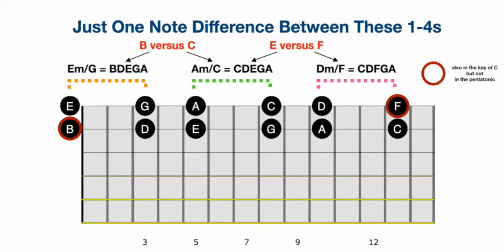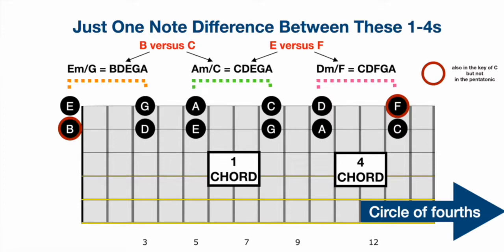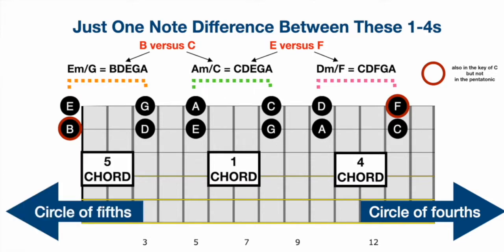So one of the ways to think about it, if you are in the key of C or an A minor pentatonic, is that that's the 1 chord. That's the 4 chord, because as you go up the fretboard to higher notes, that's the circle of fourths. And the E minor G would be the 5th chord. So as you go lower on the fretboard, that's changing it by a 5th. That's the direction of the circle of fifths.